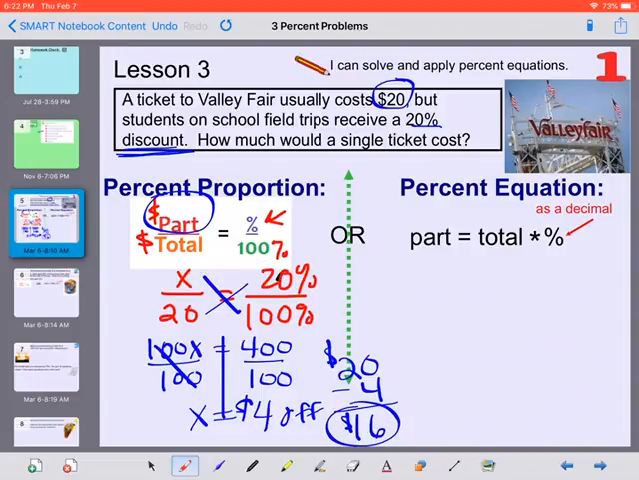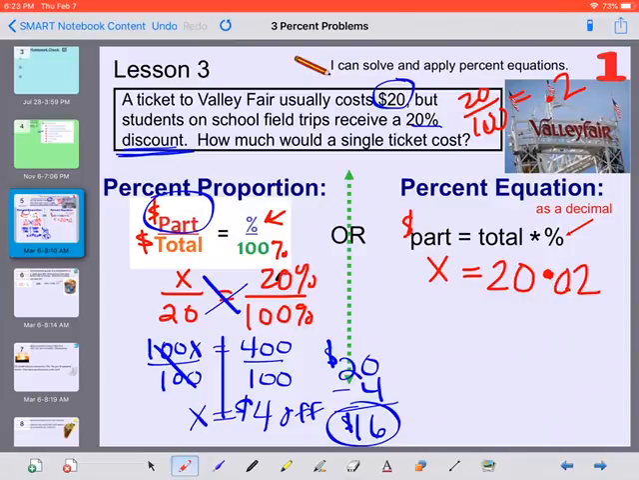Let's use a percent equation to see if we get the same answer. So we don't know the part that we're getting off. We do know that our total price is $20. If we multiply that by our percent as a decimal, we can figure out the part or the dollar amount that we get off. So 20% as a decimal, well, 20% is 20 out of 100. So if we write that as a decimal, 20 divided by 100, it just moves our decimal 2 spots. It's really 0.2.